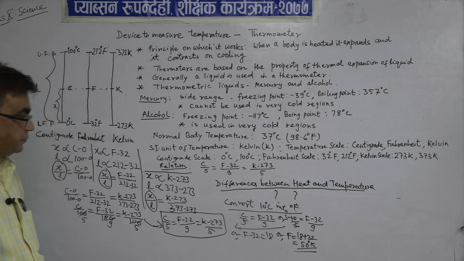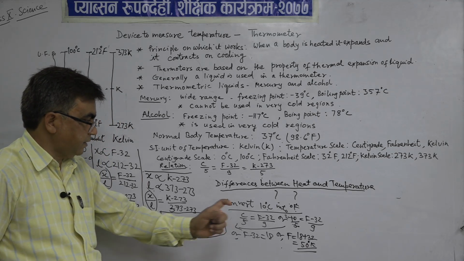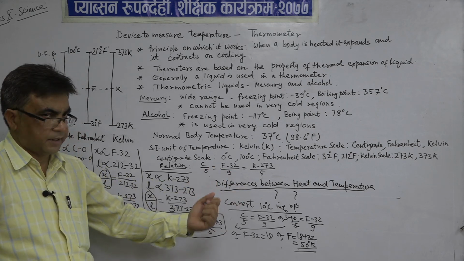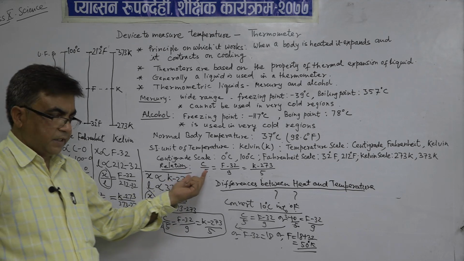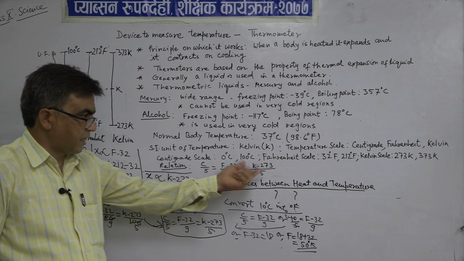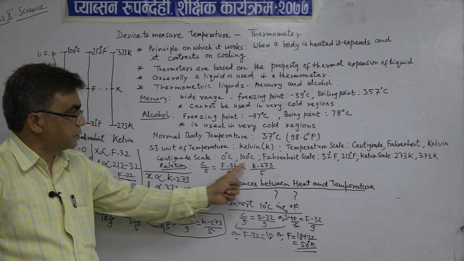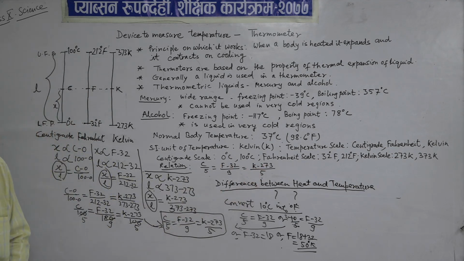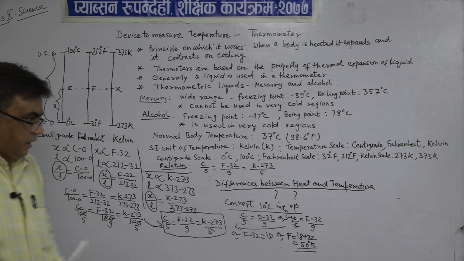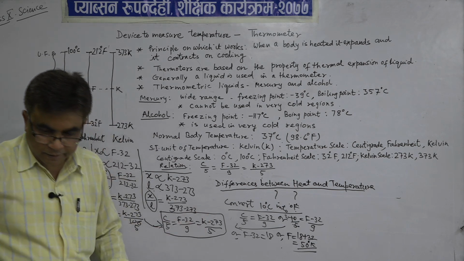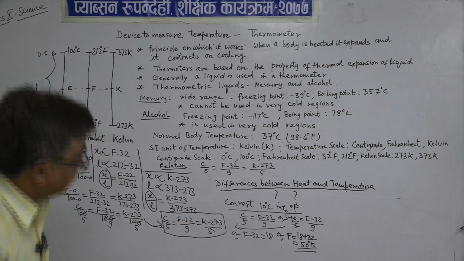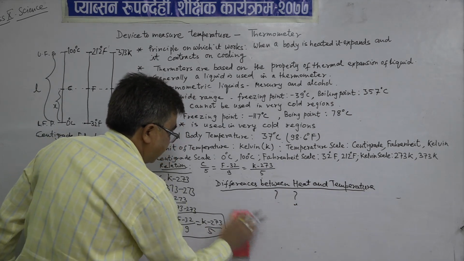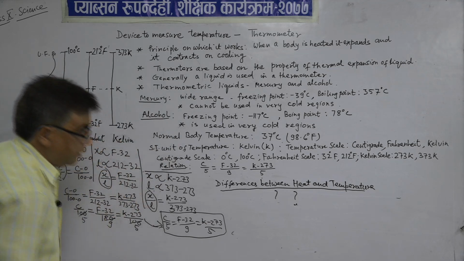So in this way, 10 degrees centigrade equals 50 degrees Fahrenheit. Like this we can use this relation. You could be asked to convert this many degrees centigrade into Kelvin, then C upon 5 equals K minus 273 upon 5, we will use that. Understood?